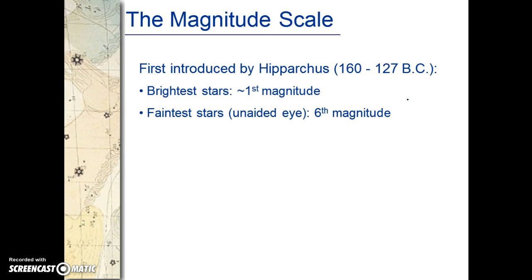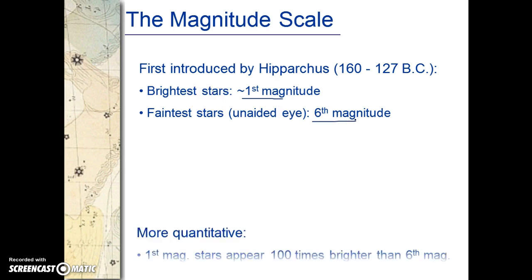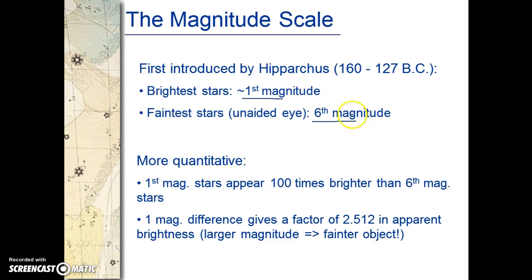All right, well, we use a magnitude scale, which was first introduced by Hipparchus back in ancient Greece, to tell the magnitude of the stars. First magnitude would be the brightest stars. Sixth magnitude would be the faintest stars. We know that first magnitude stars appear to be 100 times brighter than sixth magnitude stars, and one magnitude difference gives us a factor of 2.512 in apparent brightness. That's important because remember, the larger the magnitude, the fainter the object.